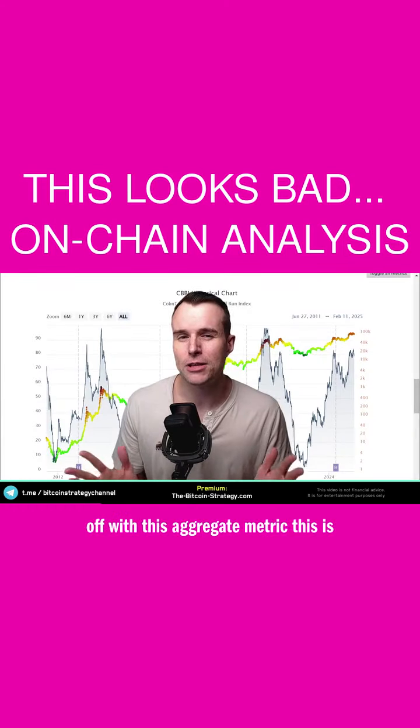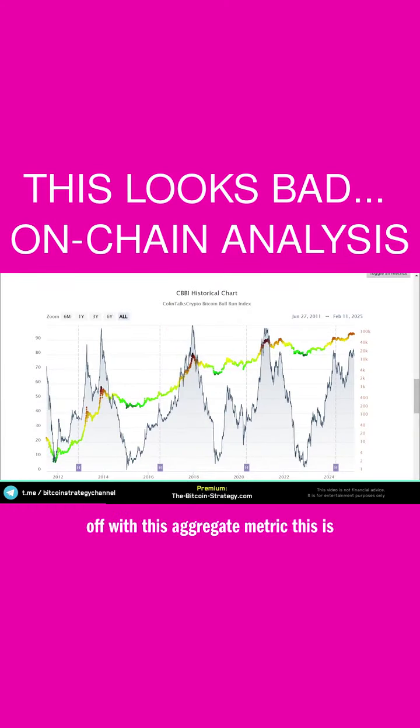Now, let's start off with this aggregate metric. This is the CBBI. So feel free to Google this. It's the Bitcoin Bull Run Index by Colin Talks Crypto, an indicator that hovers between 0 and 100. And whenever we are low, we should be buying Bitcoin. Whenever we are high, we should tend to sell Bitcoin.